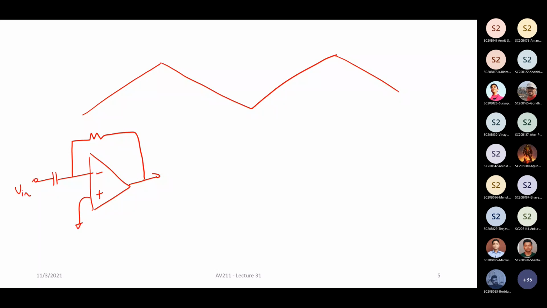This is your Vin. Now, you can look at it in two ways. You can just look at it mathematically and ask, what is a differentiator? It differentiates your signal, right? So if you differentiate a triangle wave, what will happen? Differentiation is nothing but finding the slope of the signal.